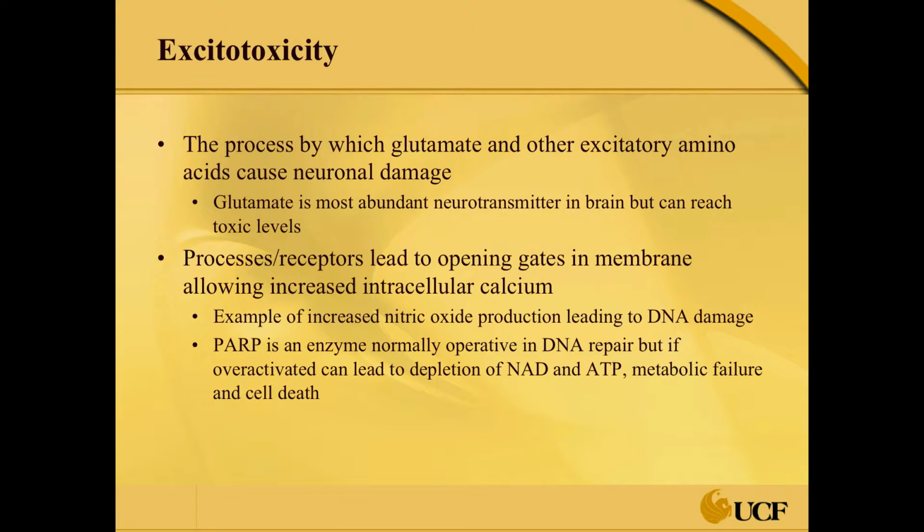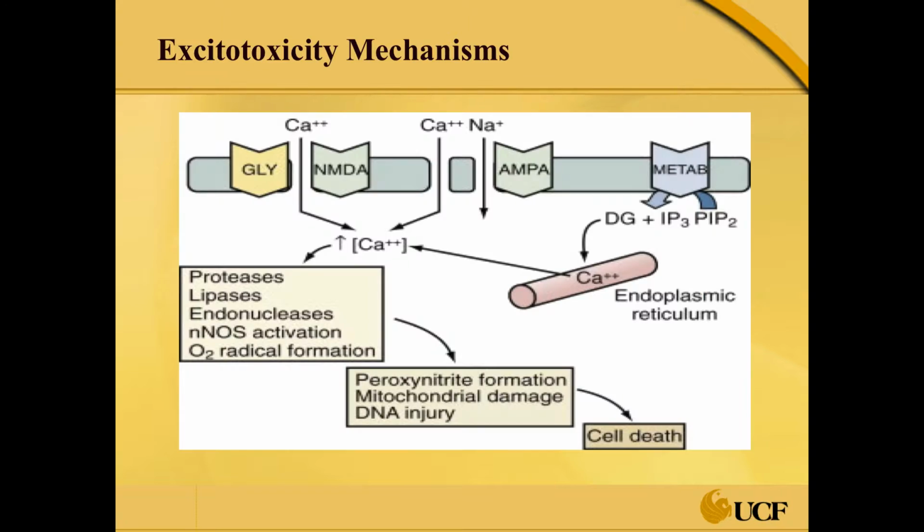And so what happens as a consequence is you get this metabolic failure within the cell, and then ultimately apoptosis or cellular death. And here is a little figure of excitatory mechanisms that are involved in this process. So proteases, lipases, endonucleases, nNOS activation, O2 radical formation, peroxynitrite formation, mitochondrial damage, DNA injury, and then ultimately cell death.